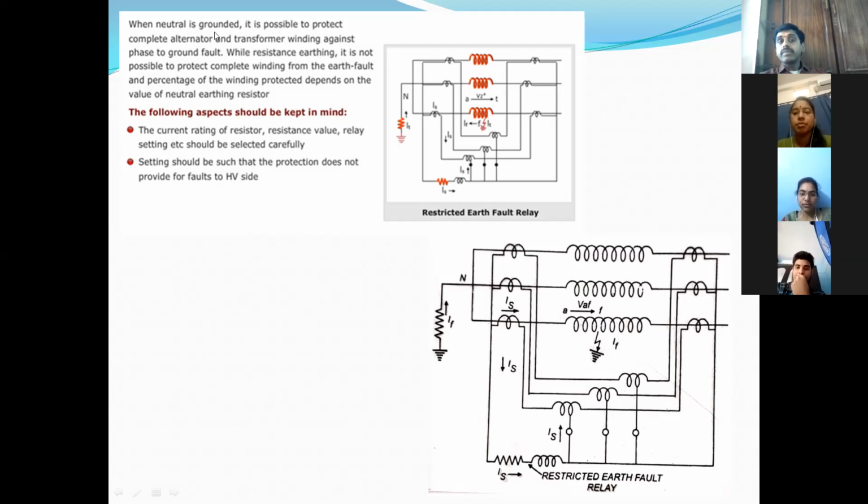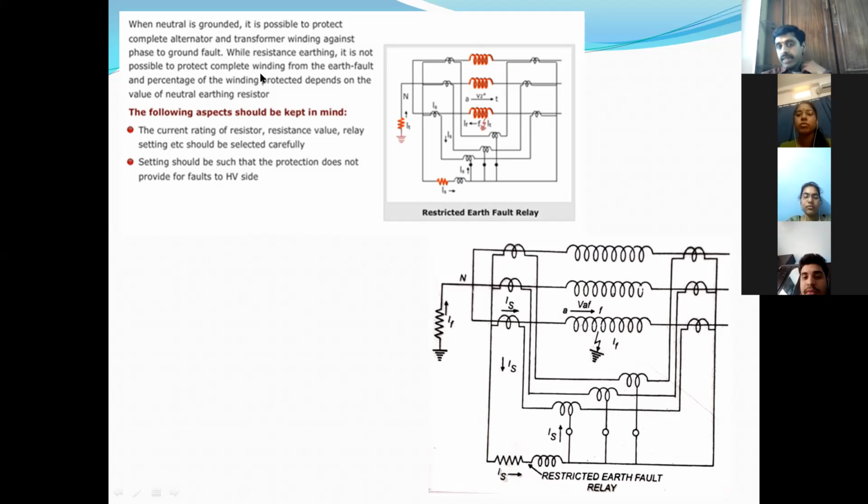Yes, this is majorly due to the neutral to ground connection. That means whatever you are connecting. If it is a solid grounding system, no problem, you can get 100%. When a resistance or something is connected here, definitely it is a problem with 100% protection of the winding. When the neutral is grounded, it is possible to protect the complete alternator and transformer winding against phase to ground fault. While with resistance earthing, it is not possible to protect the complete winding.